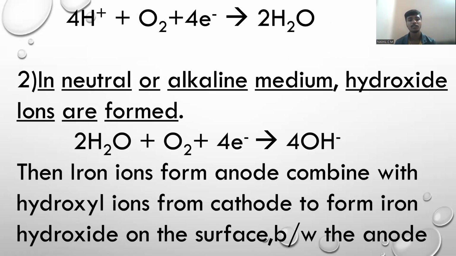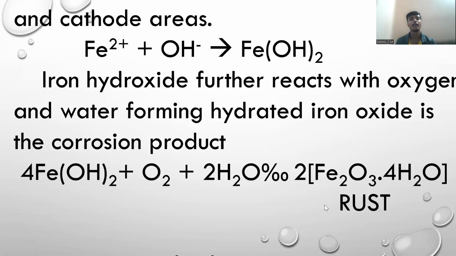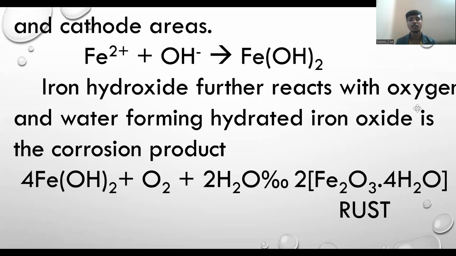Then the iron ions from the anode combine with the hydroxyl ions from the cathode to form iron hydroxide on the surface between the anodic and cathodic areas. Fe2+ plus 2OH minus gives Fe(OH)2. Iron hydroxide further reacts with oxygen and water, forming hydrated iron oxide.